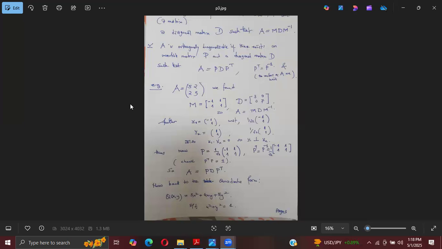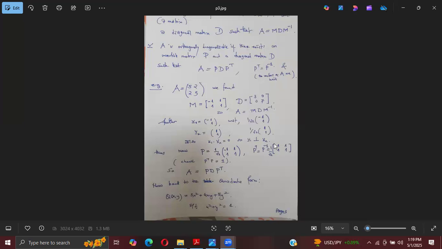Now what I was asking you to check is that if you take this P times this P transpose, we should get the identity matrix, which is 1, 0, 0, 1. So 1 over root 2 times 1 over root 2 is a half. So you have a half times this matrix times this matrix. Minus 1 times minus 1 is 1, plus 1 times 1, gives you 2. Then the next entry will be this row multiplied by this column.